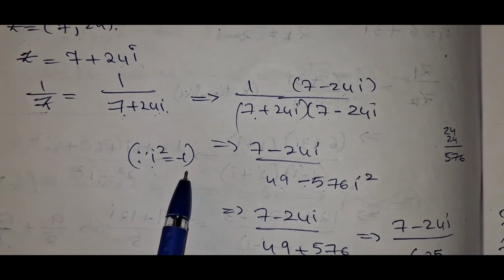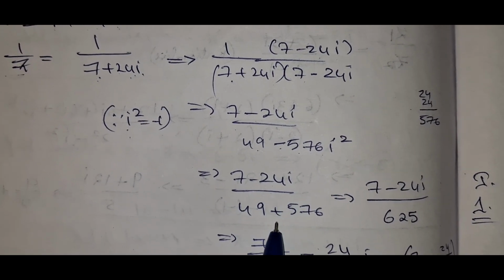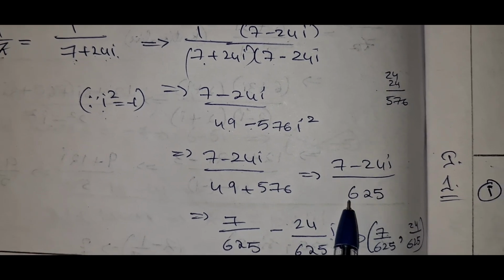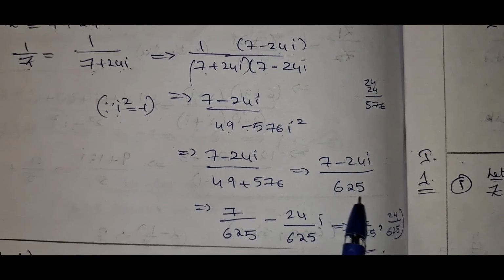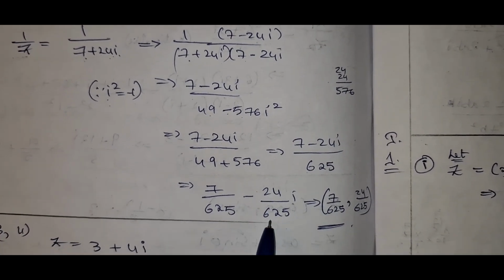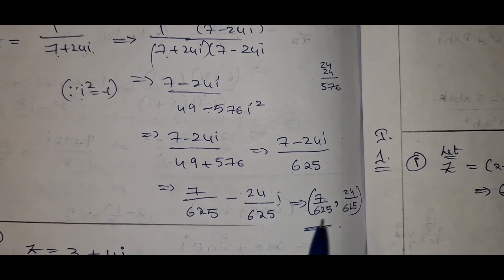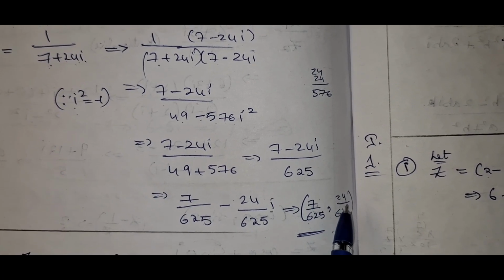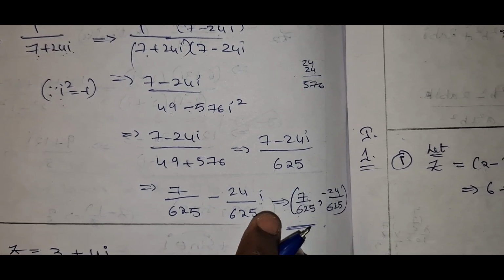Since i square is equal to minus 1, we get it as 7 minus 24i by 49 plus 576. 49 plus 576 is nothing but 625. Therefore, we get the answer as 7 minus 24i by 625. Separating and writing, we get it as 7 by 625 minus 24 by 625 i. Writing in the form of points, we get the multiplicative inverse as 7 by 625, comma, minus 24 by 625. This is the answer.